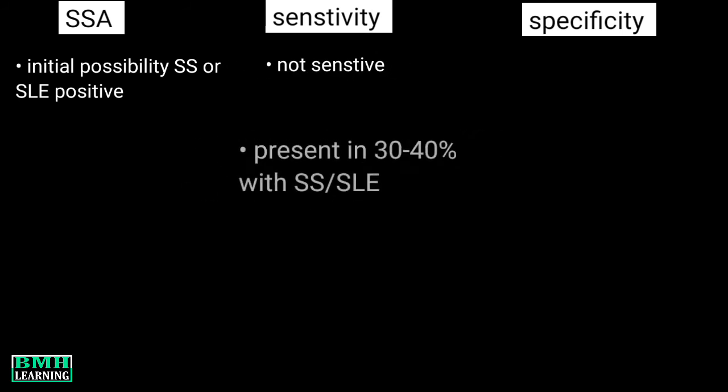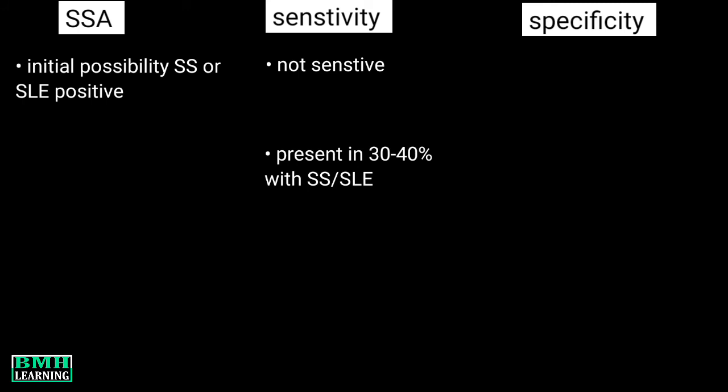Now, talking about the sensitivity, we must say that this is not sensitive because it's present in 30 to 40% of patients with Sjogren's or lupus. So that means you can still have Sjogren's or lupus despite not showing anti-SSA antibodies.